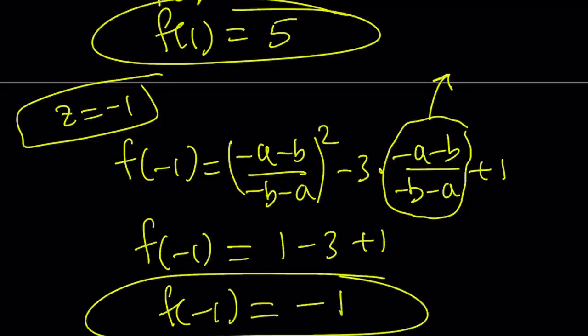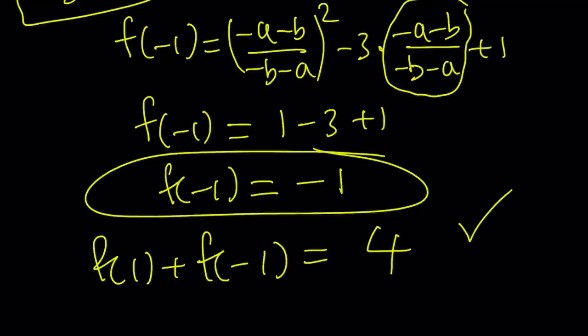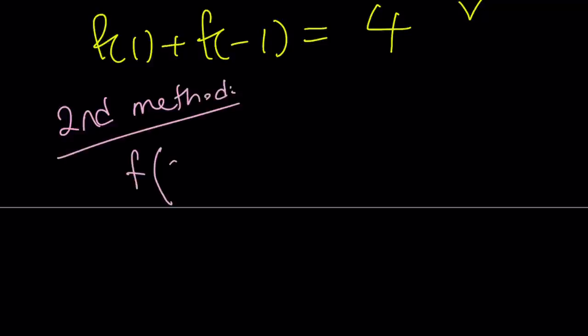So we got the two values. We're supposed to add them. F of 1 plus f of negative 1 is just going to be 4 in this case. And that brings us to the end of the first method. Not to the end of the video yet, because we're going to do the second method now. Now, these two methods are commonly used with functions, and obviously the second method is shorter.